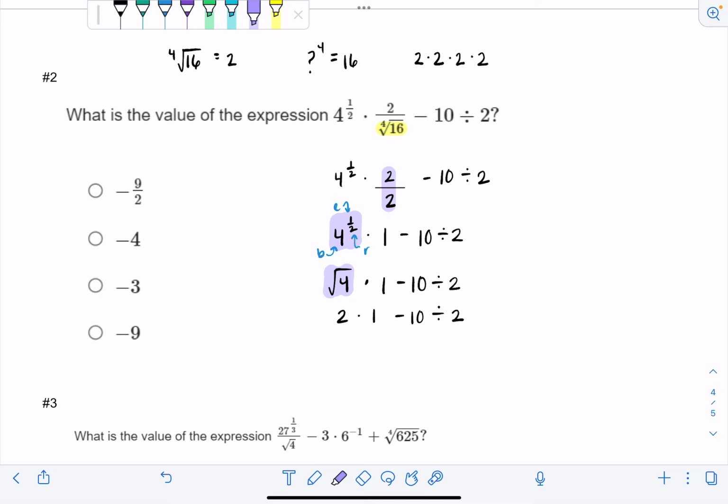The first multiplication that we see is this 2 times 1, so I'm going to do 2 times 1, which is 2, and then copy down the rest of the problem, so minus 10 divided by 2. We still have some division left that we need to simplify before subtracting, so we'll simplify this 10 divided by 2. I'm just going to copy down the 2, and then minus 10 divided by 2 is 5, and then 2 minus 5 is negative 3. So the final answer for number 2 should be negative 3.